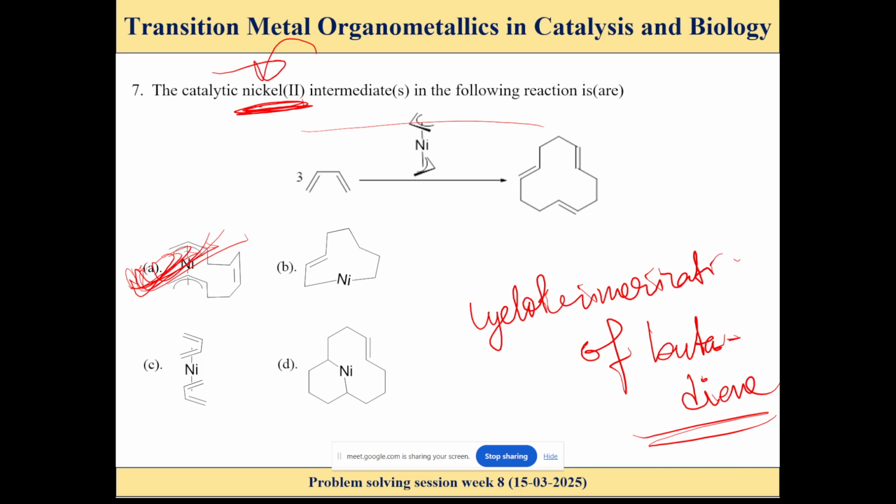So in this reaction, the reaction undergoes several intermediates. Some of the metal complexes, or some of the nickel intermediates, have nickel in plus 2 oxidation state, whereas others have nickel in 0 oxidation state.